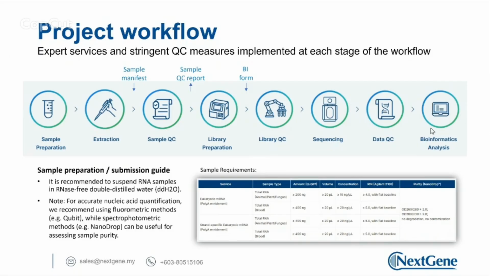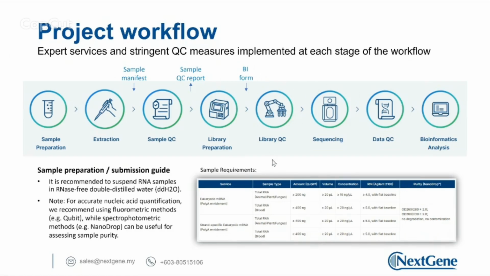Then we might be resending the samples until all the samples pass the QC for library preparation and sequencing. And then once we are into the process of library preparation and proceed for sequencing, if the project comes with the BI service, the bioinformatics analysis service, then users might receive a form to fill out. So this is called the BI form.